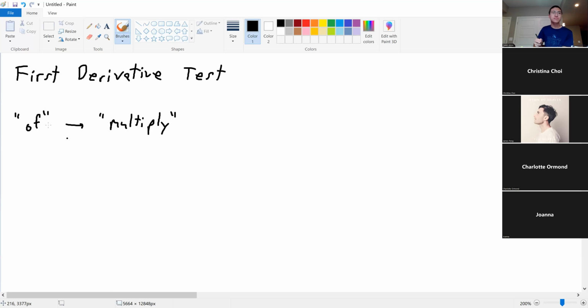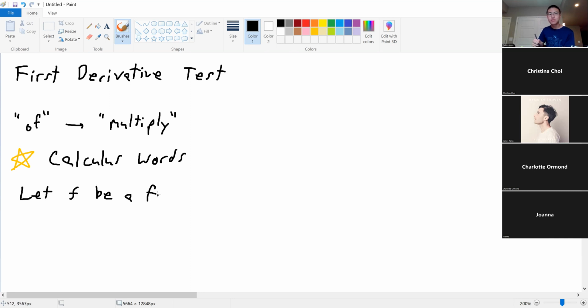So we have important words that mean stuff. These are going to be our calculus words. These are super important to understand. So let's first let f be a function. If we're going to say that the function f is increasing, okay. Actually, I'm going to write this in a different color because this is a really, really important word. Increasing.